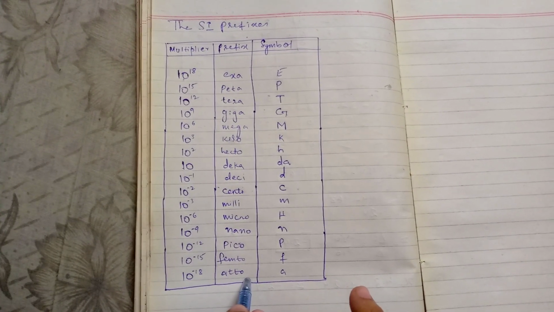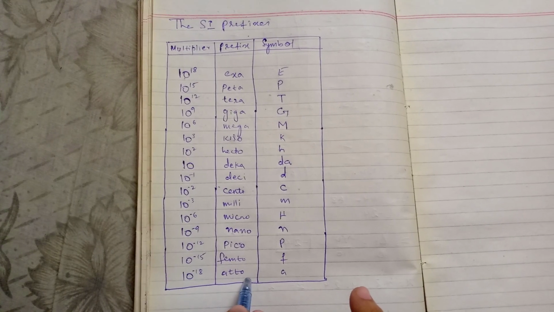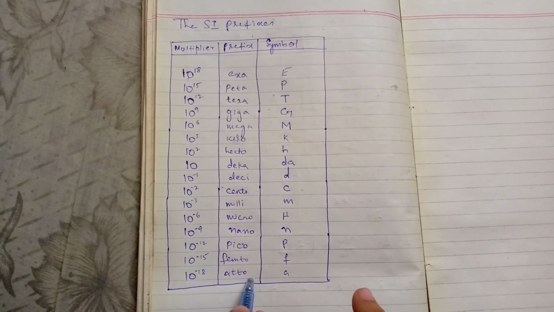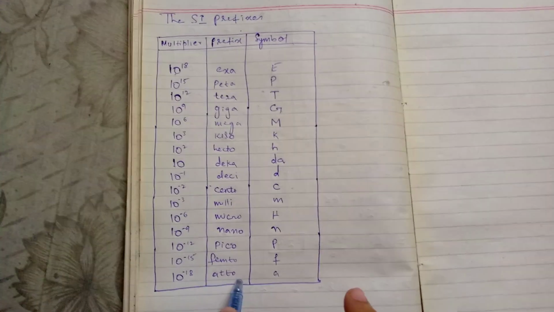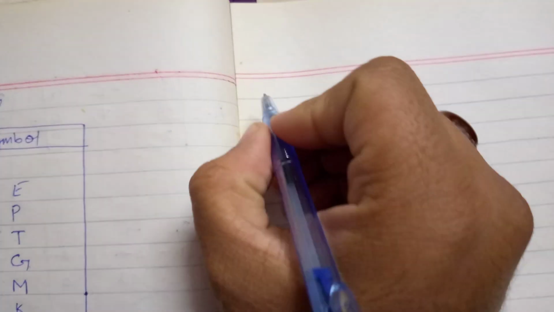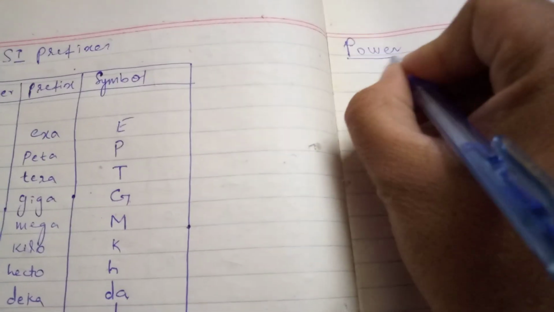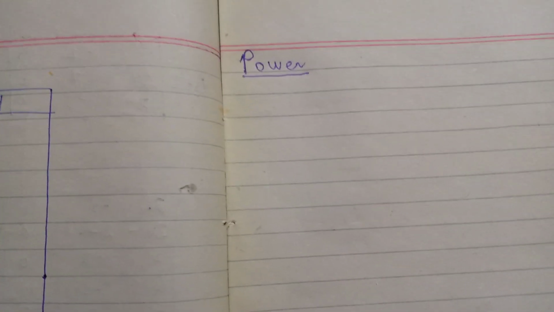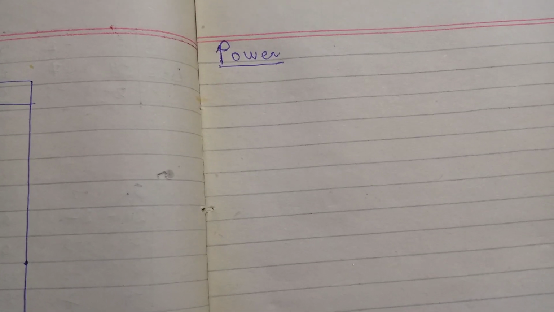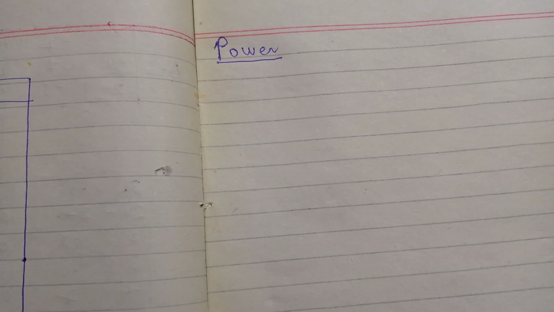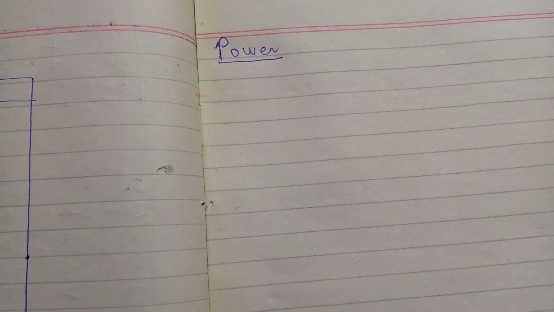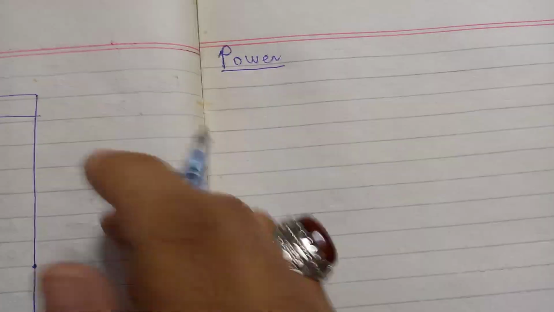Now we will convert one prefix into another prefix by using this table. First of all, I will convert the unit of power, watts, into different prefixes. What is the unit of power? The unit of power is watt.